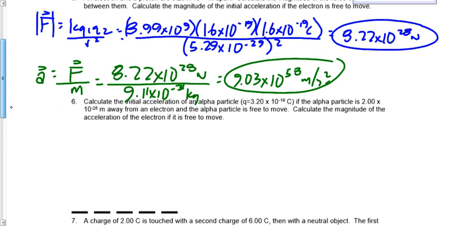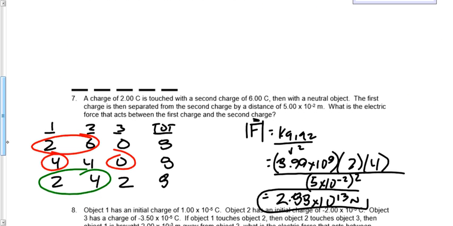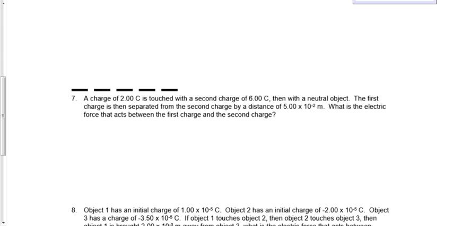Okay, let's take a look now at number 7, our last one here. Oh, let's erase that. A charge of 2 coulombs is touched with a second one of 6, let's say, then separated, then touched with a neutral object. Got that? So 1 touches 2, then they're split apart, and then 1 touches 3. Now what's the force between 1 and 2 after all that?